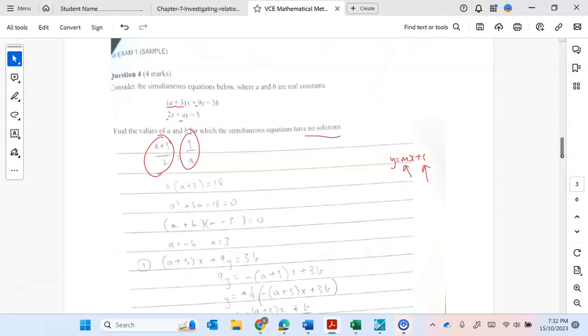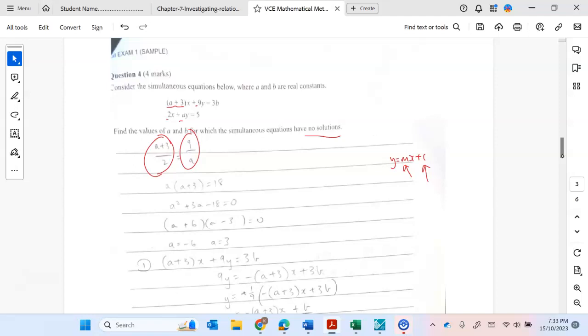Okay, so when your value of m, your gradient, is the same, they're either going to be parallel or the same line. And then for c, your y-intercept, if they were the same, then obviously you've got the same line. If they were different, then they're parallel lines. So you can rearrange it like that if you like.